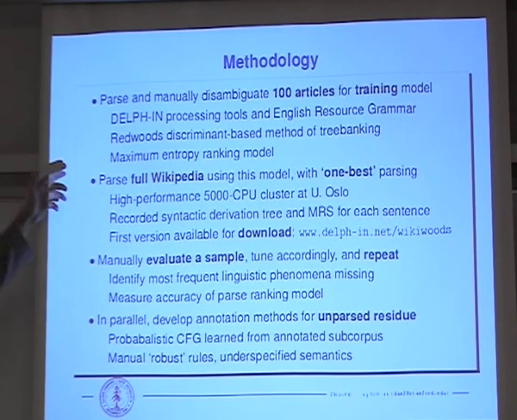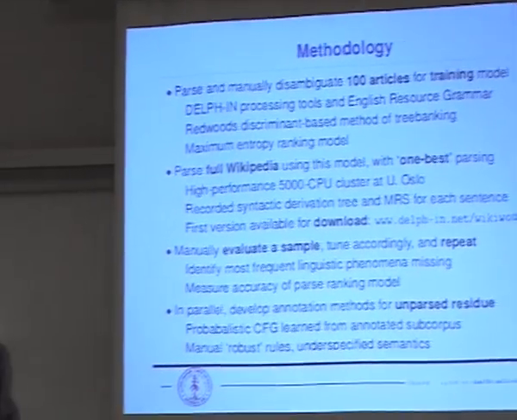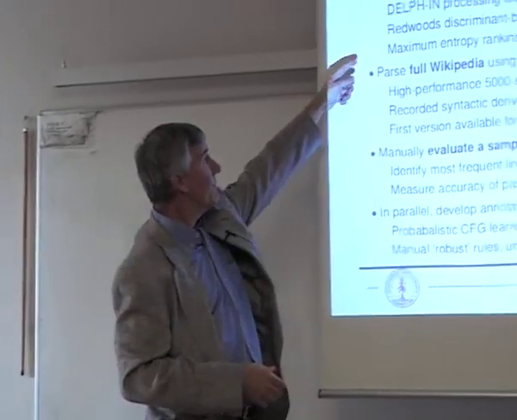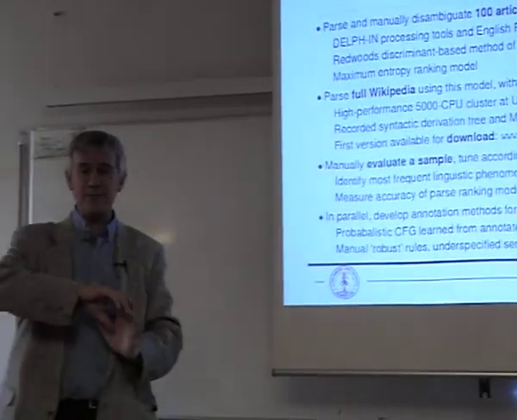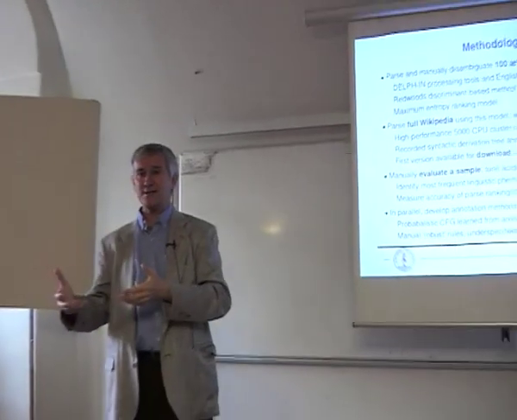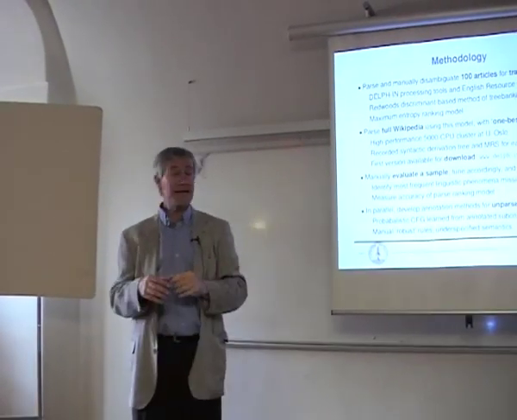This is a discriminative model. It works reasonably well. We can throw whatever features and properties we can think of that might help in distinguishing one analysis from another. We can throw that in and see if it works. We're still experimenting with the components of that ranking model. Then we parse the full Wikipedia, that is all billion words, with this version of the grammar and that statistical model, which we have trained on these first 200,000 words of text.